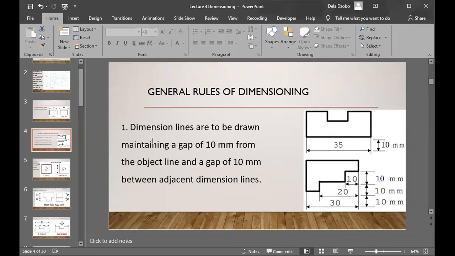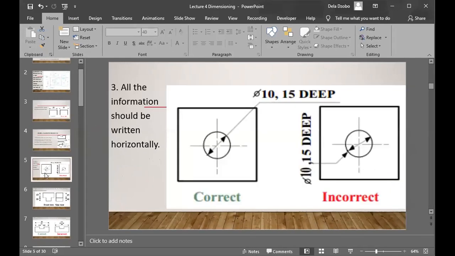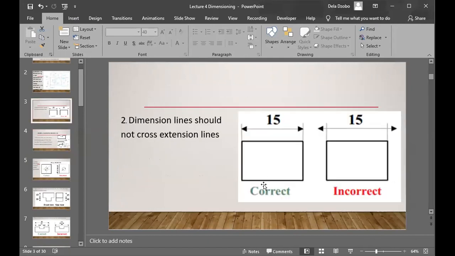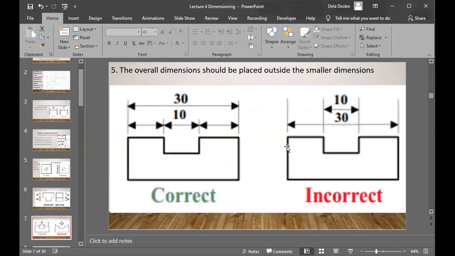Okay, so which one of them is that? Yes, rule number 2, where we said dimension lines should not cross extension lines. In fact, rule number 7 sort of overlaps with rule number 5. It's for that same reason that we do not want dimension lines to be crossing extension lines.